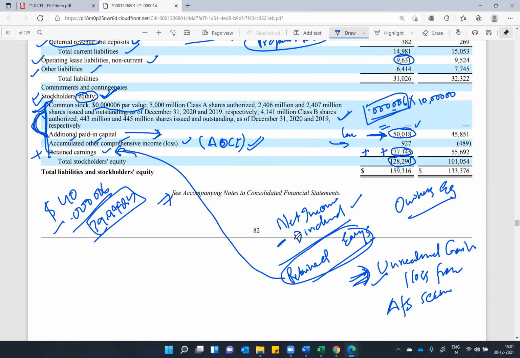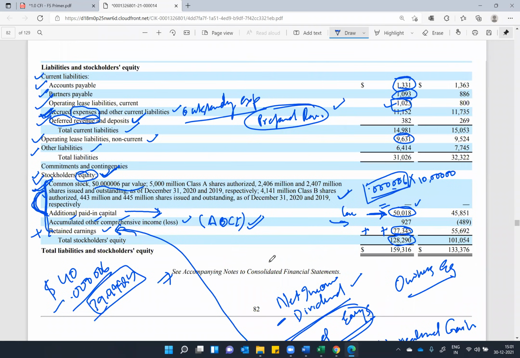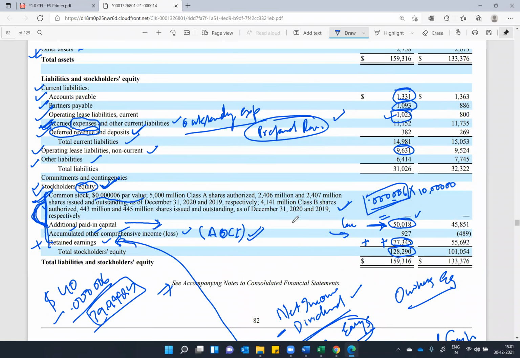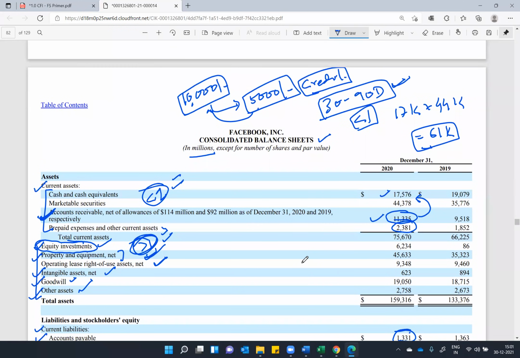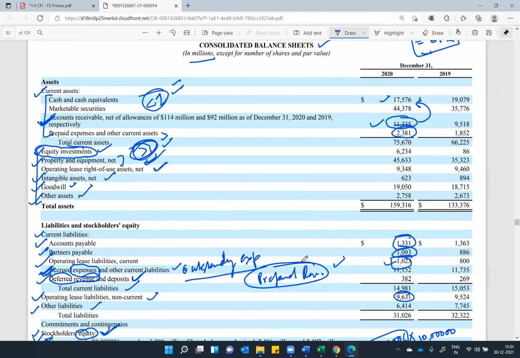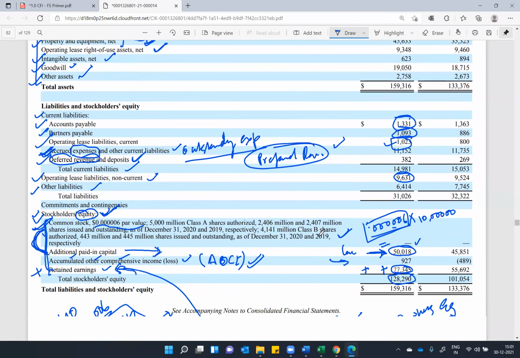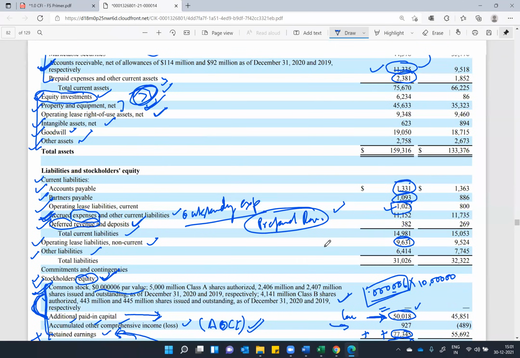So I'll just skip this point, AOCI, because it may not be too relevant, or it will not make or break your understanding of the overall balance sheet. If required, I will create another video on AOCI and put it on our social platforms so that you can get clarified on what this AOCI is. So I hope that we have covered everything.